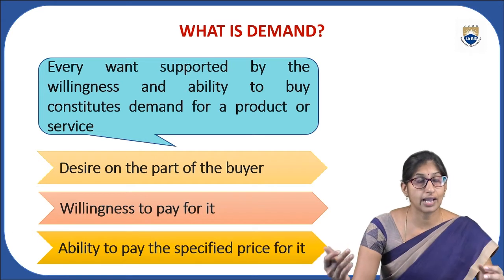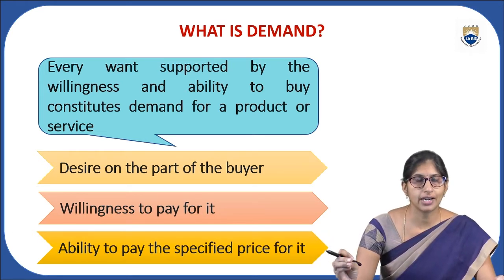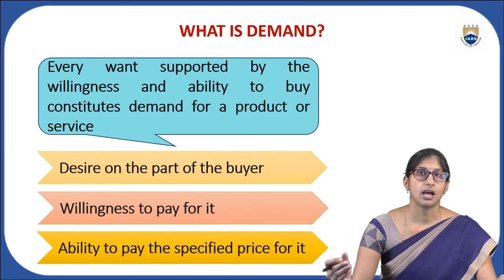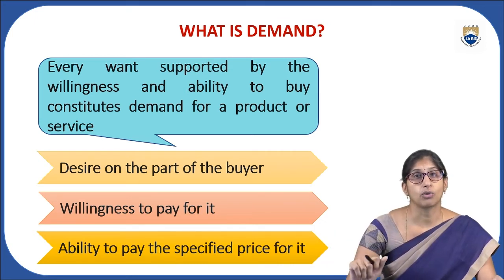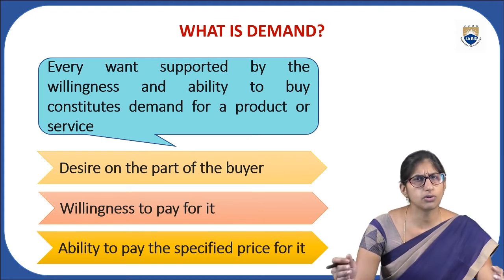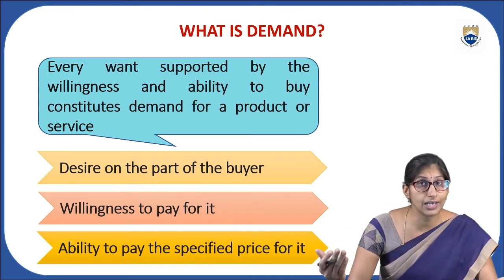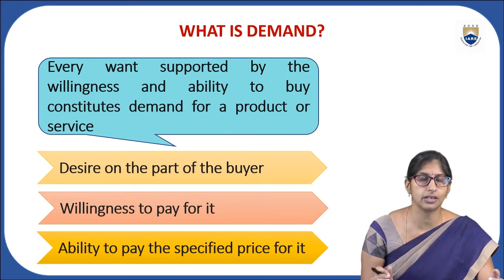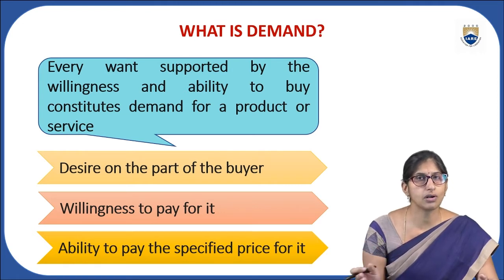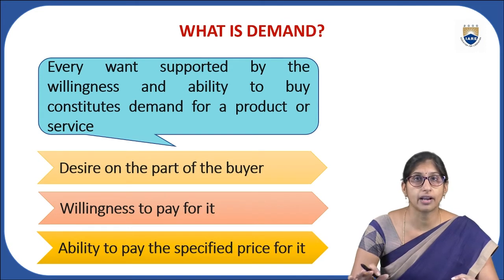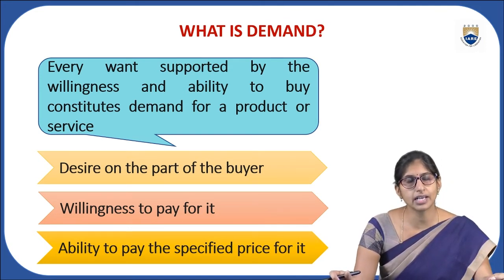But suppose I am able to pay the specified amount, and I also have the want, but I am not willing to pay for it. Why am I not willing to pay for it? Because I don't want to spend some crores of money on it. Here I am not willing to pay, though I have the ability to pay and I have a wish. So until all three conditions are satisfied together, demand cannot be created. These are the three conditions which create demand.